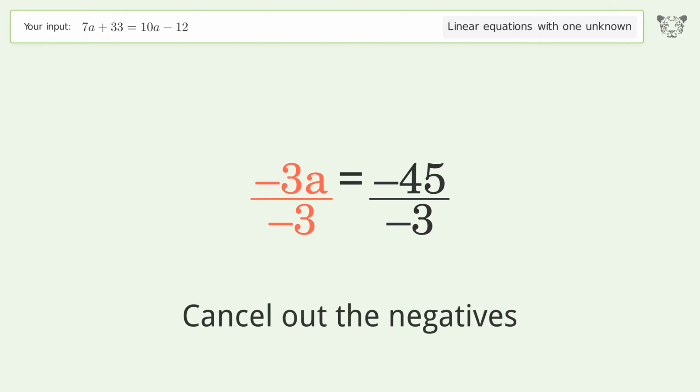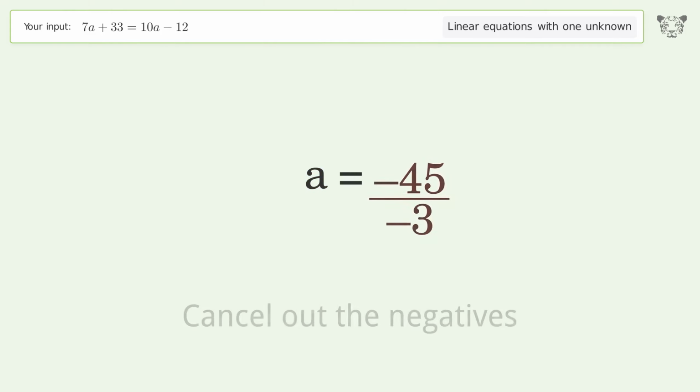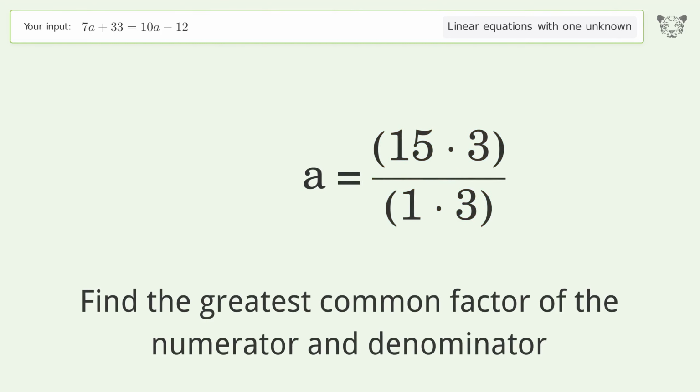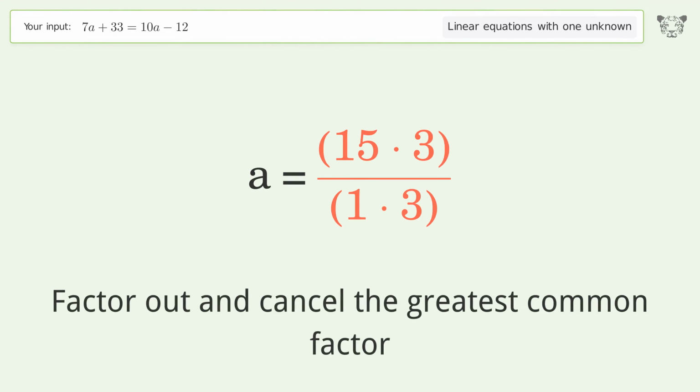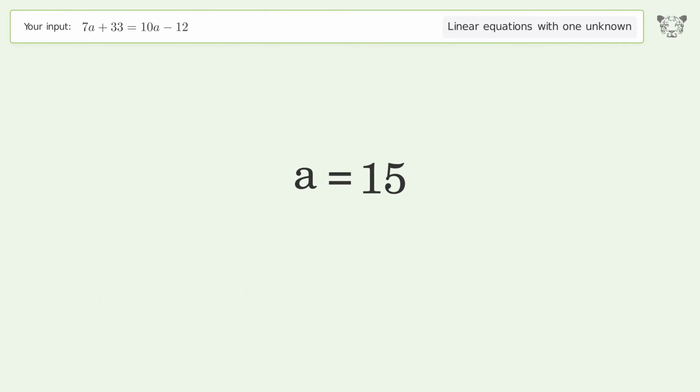Cancel out the negatives. Simplify the fraction. Cancel out the negatives. Find the greatest common factor of the numerator and denominator. Factor out and cancel the greatest common factor. And so the final result is a equals 15.